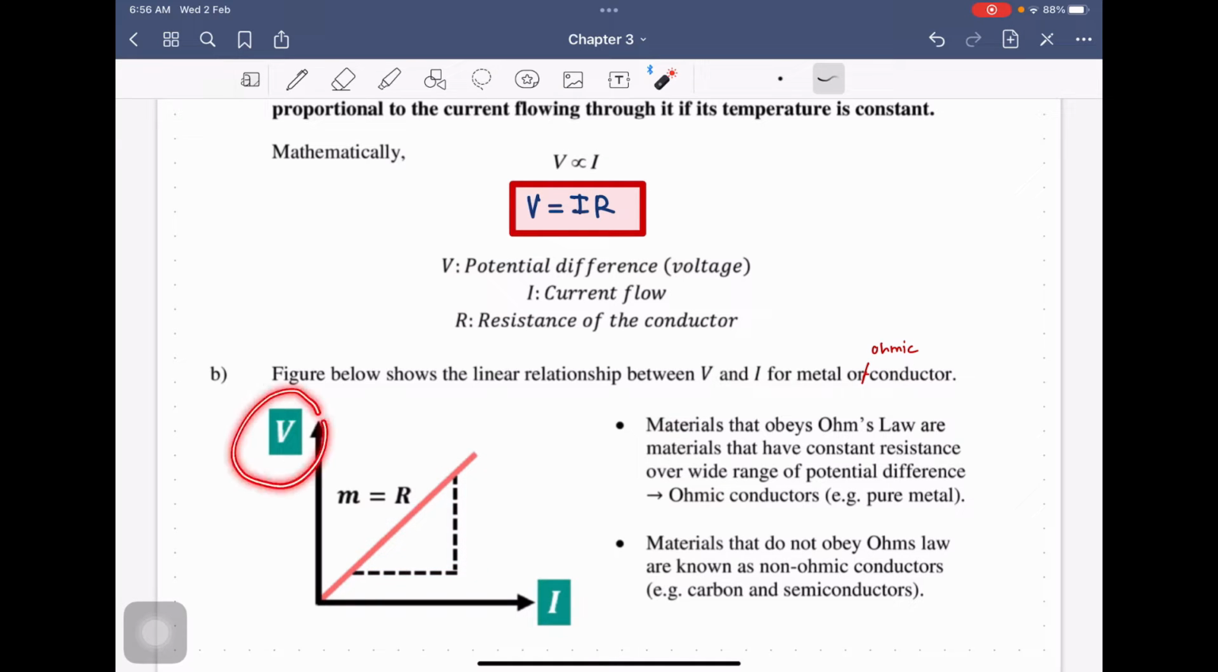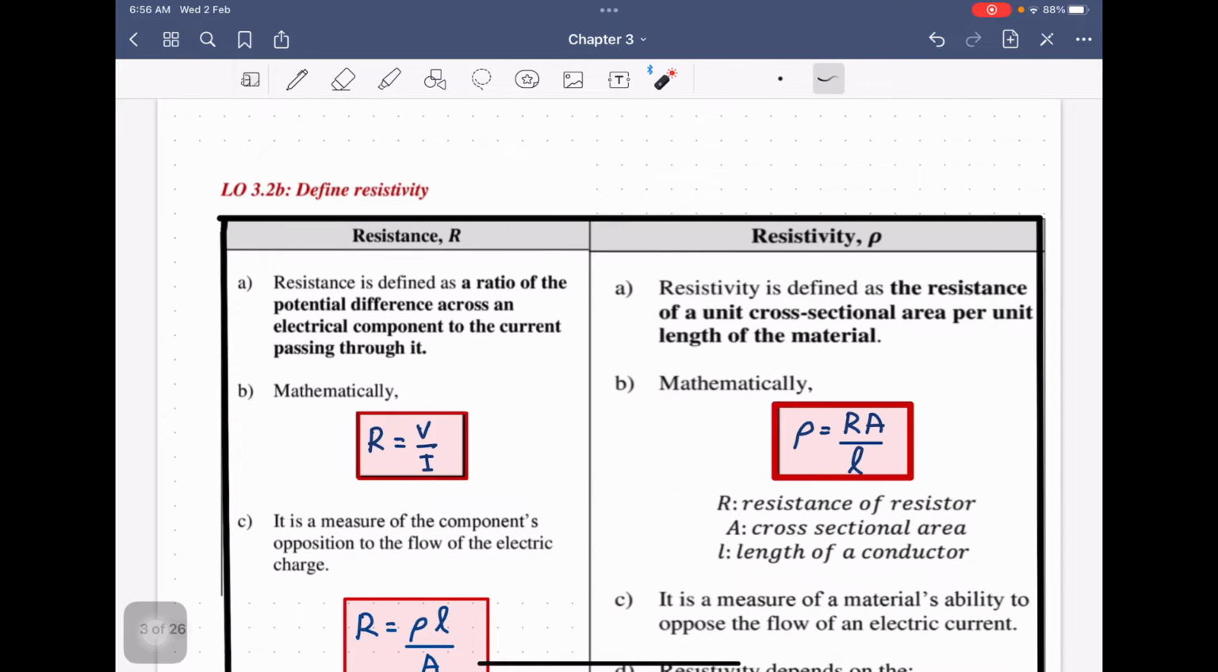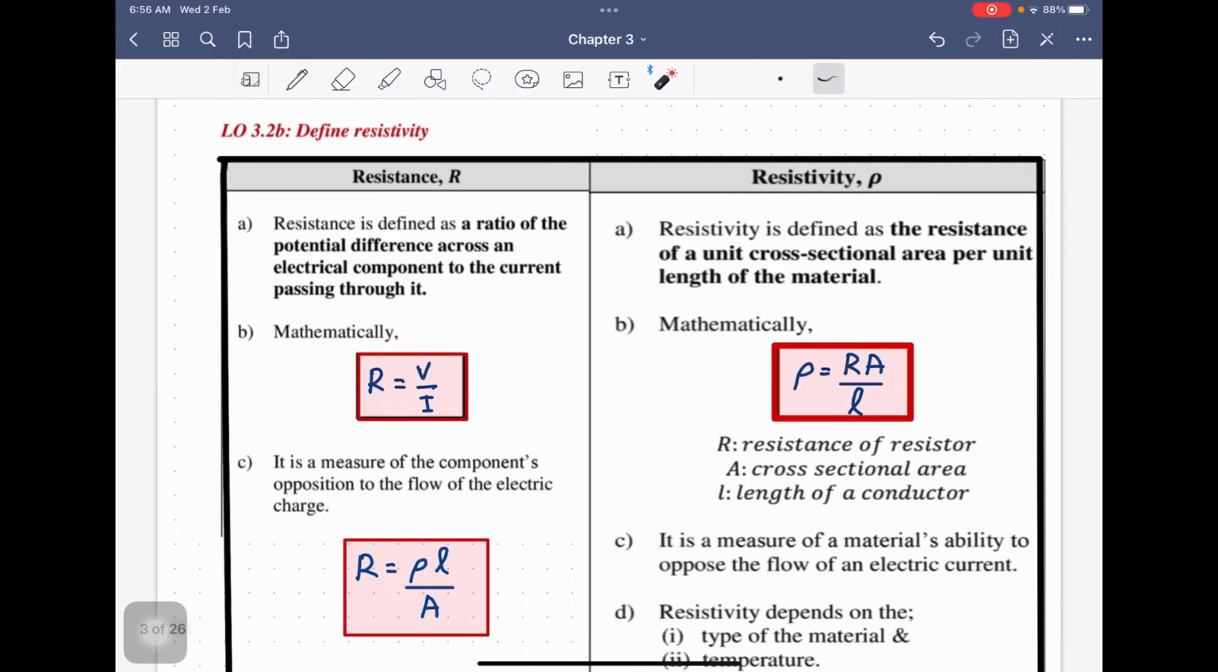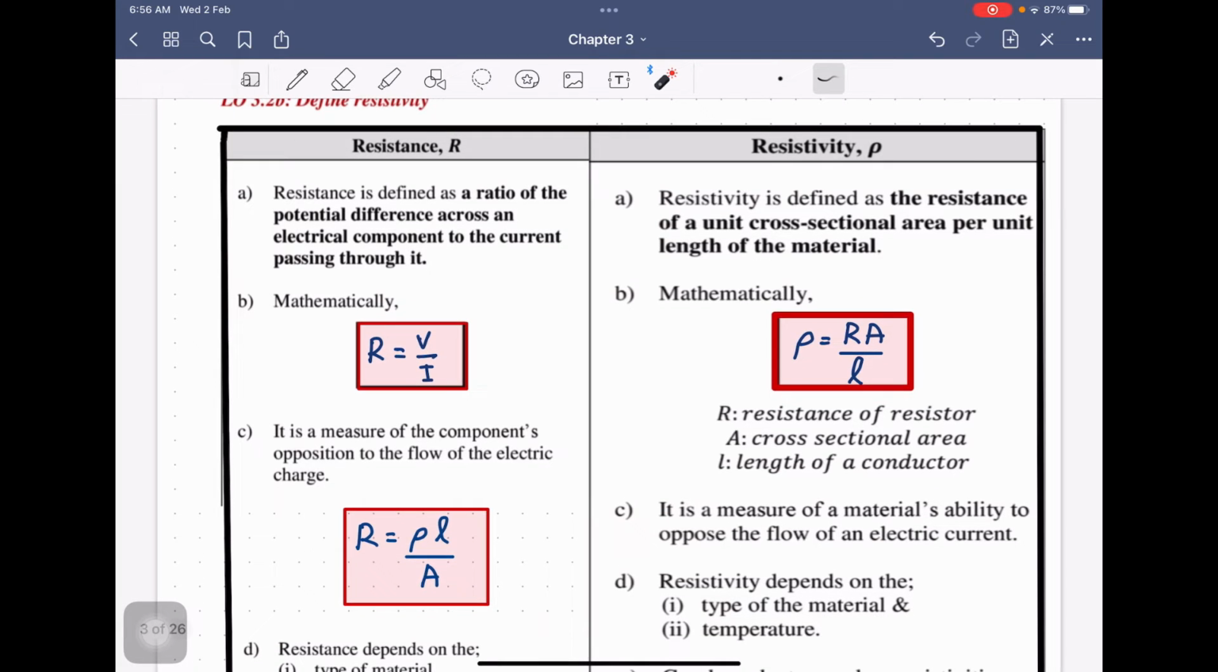Okay, ni awak dah buat eksperimen yang kedua. Awak dah lihat lah. Okay, relationship antara V dengan I. Alright, next. Kita lihat kepada apa itu resistivity. Okay, sebelum kita lihat kepada resistivity, kita lihat dahulu apa itu resistance. Okay, resistance is defined as a ratio of the potential difference across an electrical component to the current passing through it.